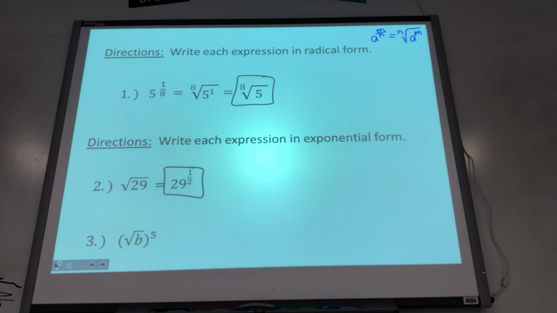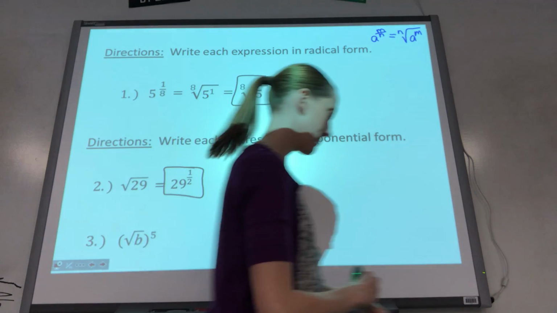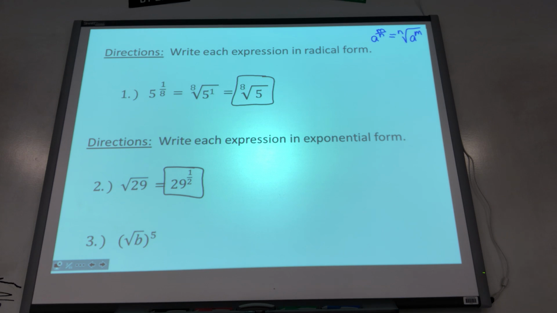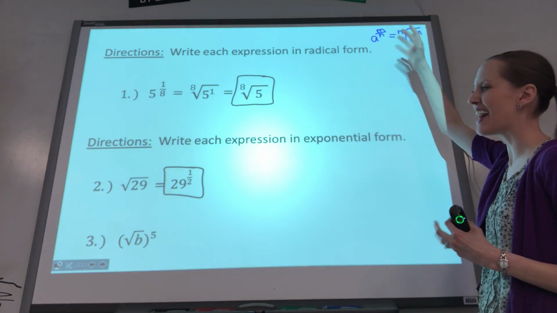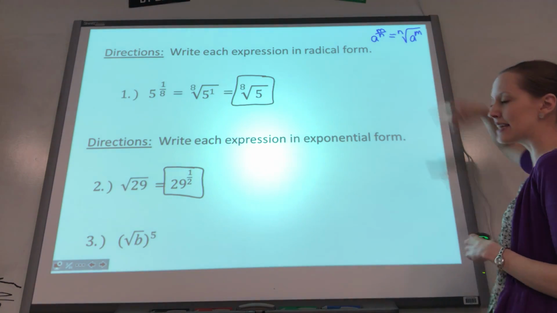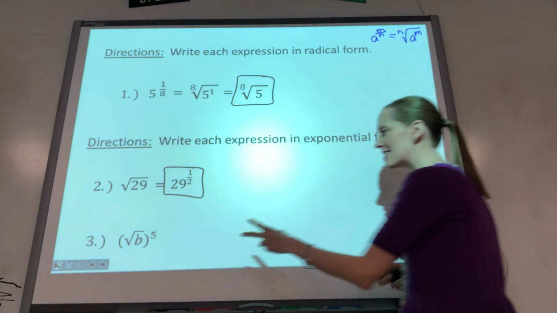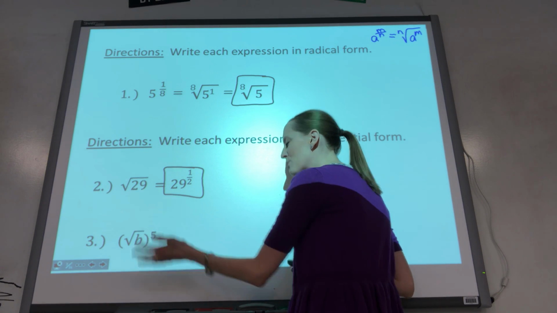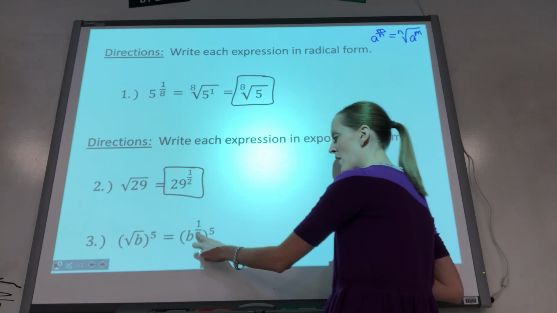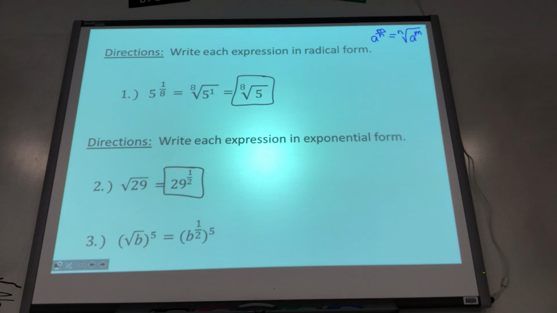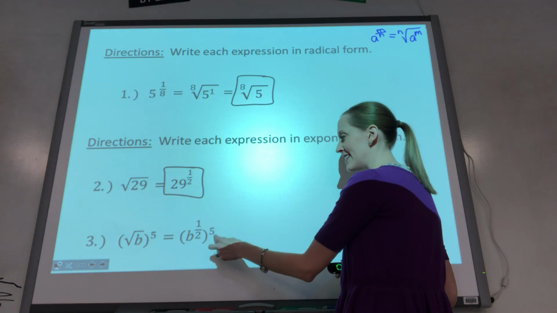Number 3, it's the square root of b, but the whole thing to the 5th power. We can't really put it in this form yet because it's not really matching up to this exactly. So watch and kind of see what I did first here. There's probably a couple ways you could do this, but I replaced the square root of b with b to the 1/2 power.